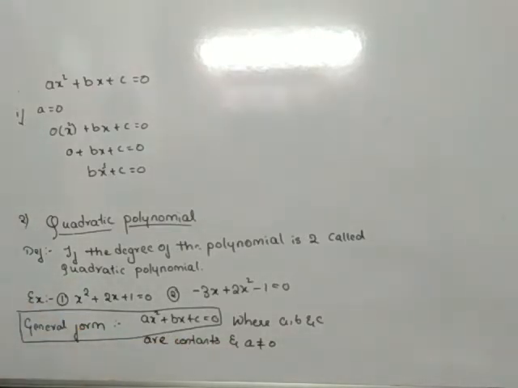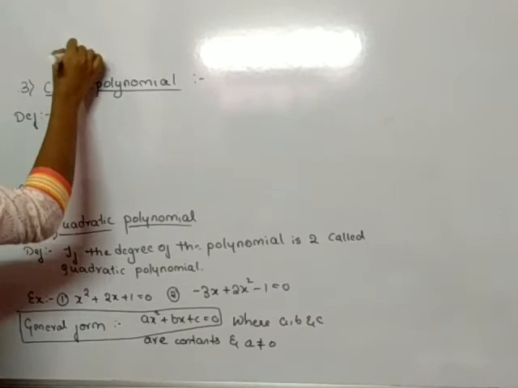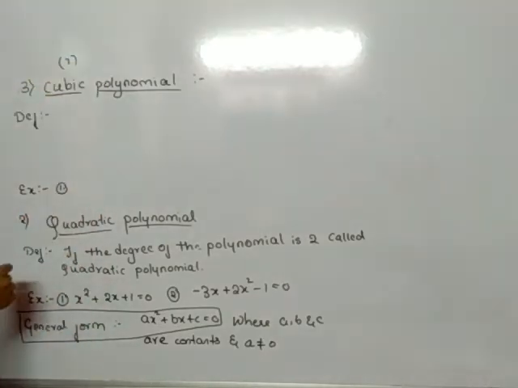We will go for the third type, that is cubic polynomial. Cubic means 3. If the degree of the variable is 3, then such types of polynomials are called cubic polynomials, right? Linear means 1, quadratic means 2, cubic means 3. Cubic means 3, right? We'll see examples for the cubic polynomial.